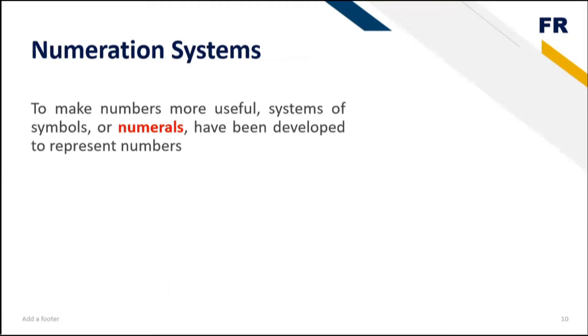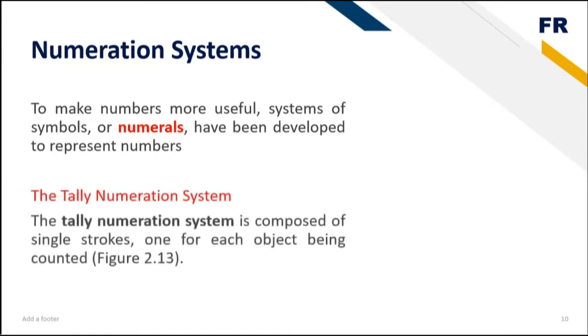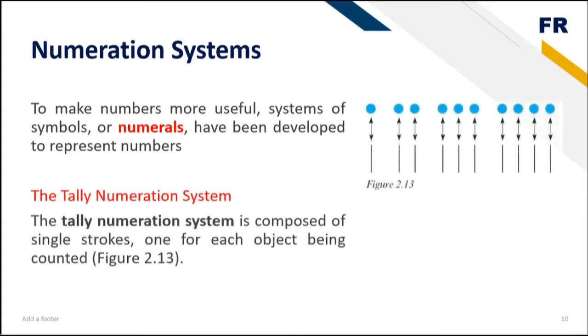Next, the definition of numeration systems. To make numbers more useful, systems of symbols or numerals have been developed to represent numbers. First, the tally numeration system. The tally numeration system is composed of single strokes, one for each object being counted. Kagaya na nasa figure 2.3.